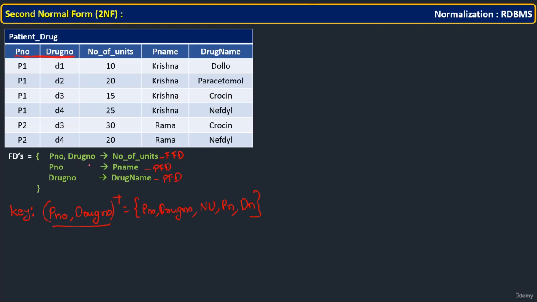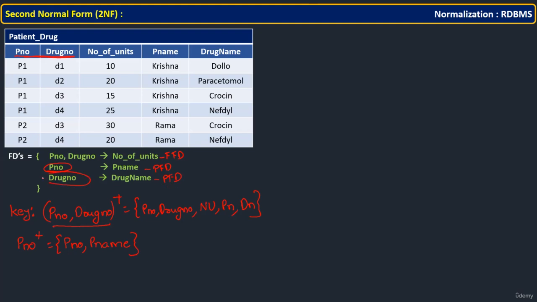On the LHS side, whatever you have, that is P number. First of all, if you take this one, find its closure. So P number, and what we are getting, P number, P name. So the closure of the LHS of this partial functional dependency, P number, is giving this one. So make this one a separate table.